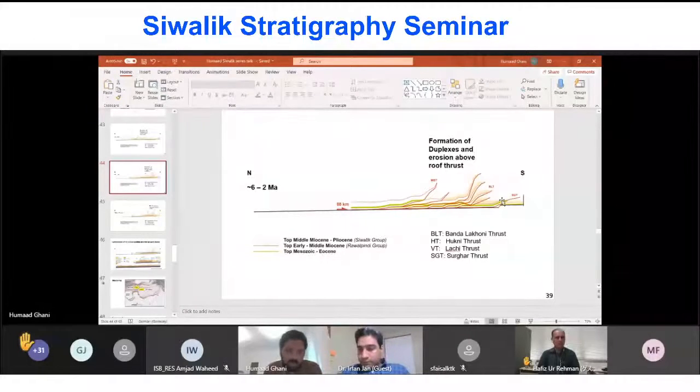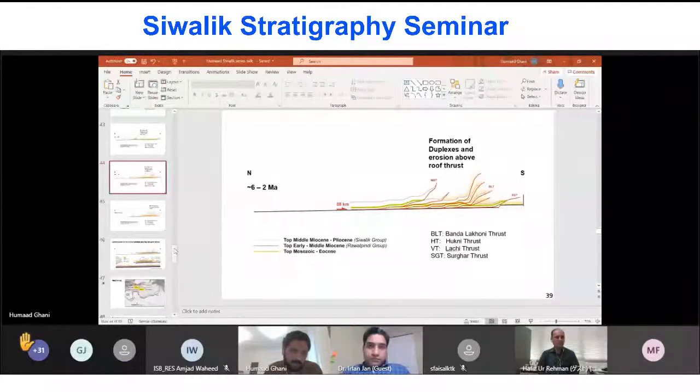So the ages had reproducibility, and that was coming out. The only problem was they were not fitting well with the paleomagnetic strata or the paleomagnetic chronology. Either I understand it and explain my data, or no. Then, when I looked closely, I saw that the Rawalpindi group is missing in the Surgar, and there is an angular unconformity.